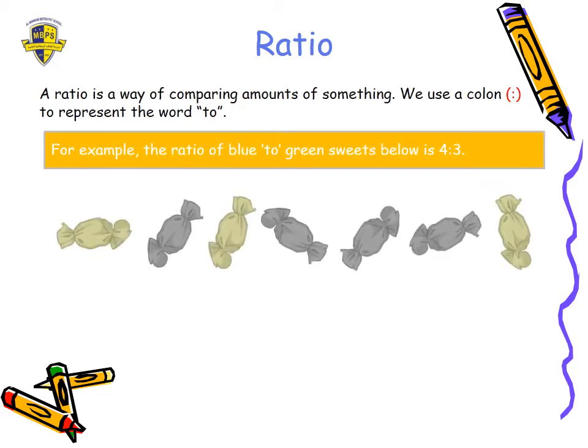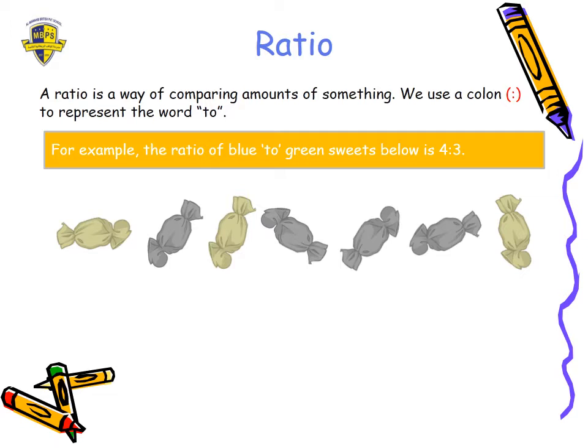All of you can see the sweets. If I ask you how many are blue, excellent, 4, and how many are green, 3, good. The question now, we want to write the ratio of blue to green. So, how many blue? 4, good. Green, how many green? 3. So, the ratio here is 4 to 3.